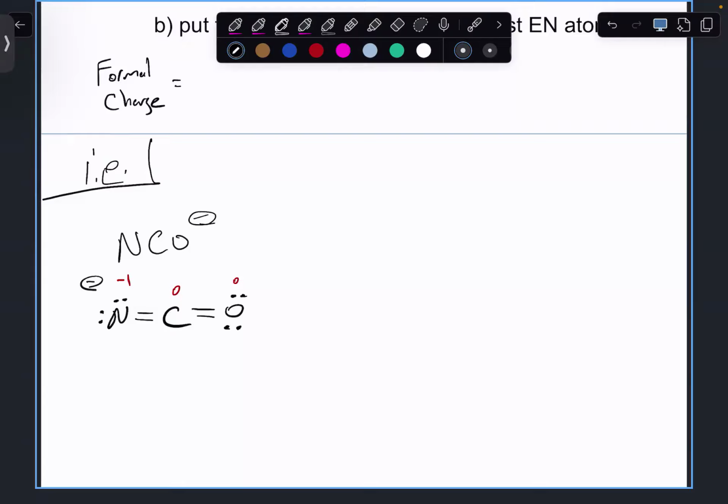If we push lone pairs from the nitrogen, we're going to do something like this. And that's going to break one of those. So now we have 3 bonds between nitrogen and carbon, and only 1 bond between carbon and oxygen.